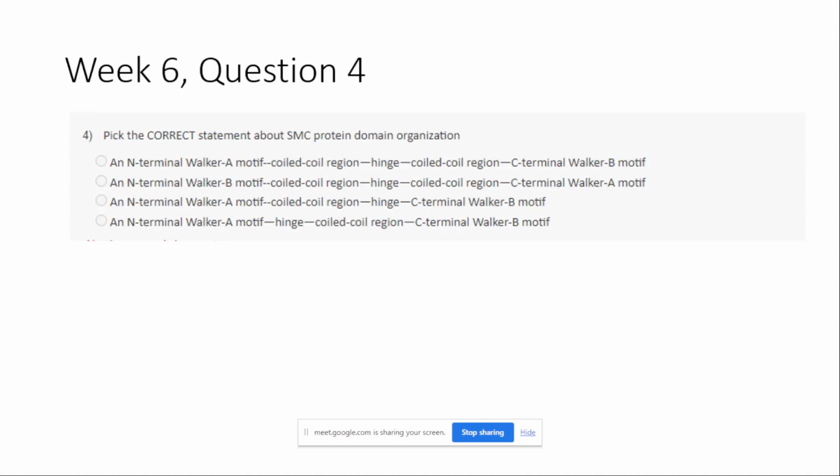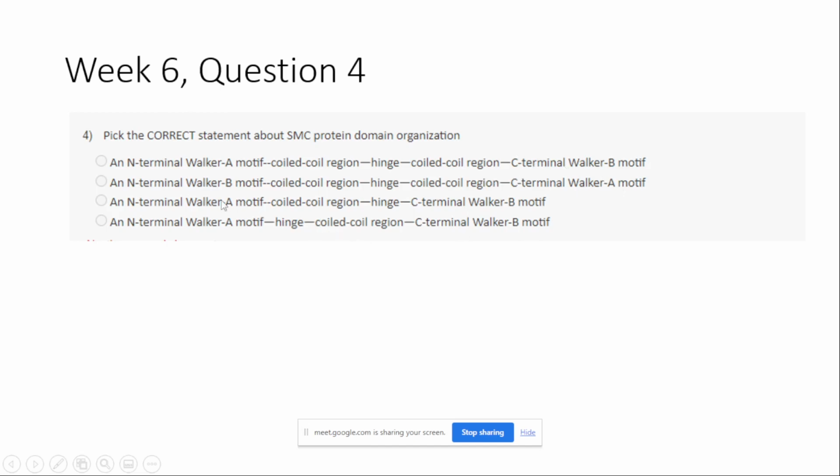Which one is the true option? Okay, so it has N-terminal Walker A motif, it is true. Coil region true. Hinge region true. Coil region again true. And C-terminal Walker B motif. So it is true, right?